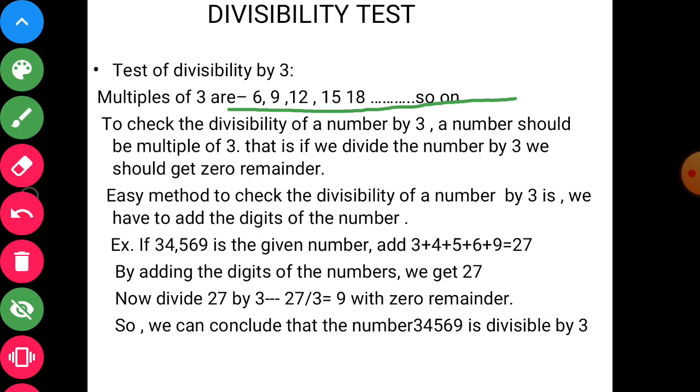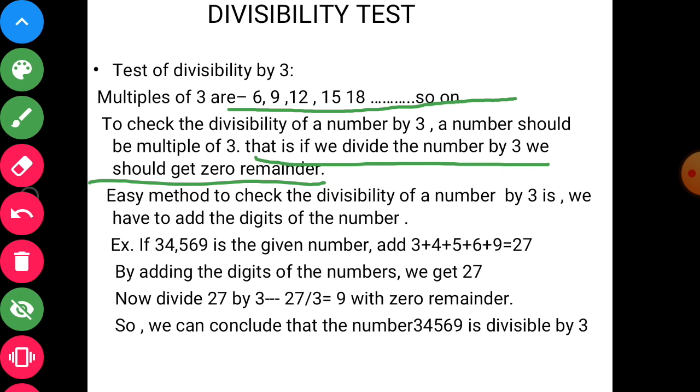Now to check the divisibility of a number by 3, the number should be a multiple of 3. If the given number is a multiple of 3, then that number is divisible by 3 also, because if we divide that number by 3, we get 0 remainder. I have written that here, along with notes and steps which help you to understand whenever you go through the notes.